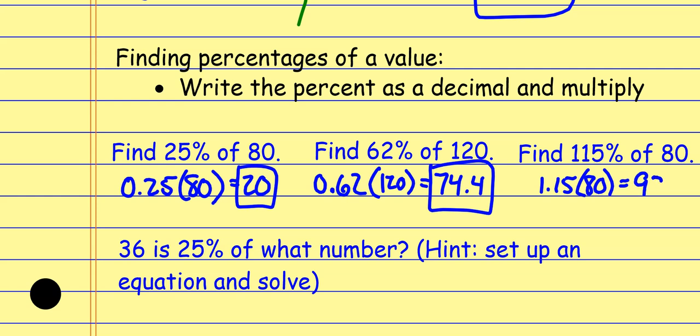And you notice in this example, unlike the other examples, I get a number that's bigger than the 80. And hopefully that makes sense if you really start to think about this. 25% is a fraction of 80, so it's smaller. 62% is a fraction of 120, so it's smaller. But 115%, because we're over 100%, remember 100% was the whole thing. So that's basically the whole thing plus an extra 15%, which is why it's bigger. Okay, and that's the idea. Any percentage under 100 is a fraction of that thing, so we get smaller values. Any percentage over 100 would be larger than the whole thing.